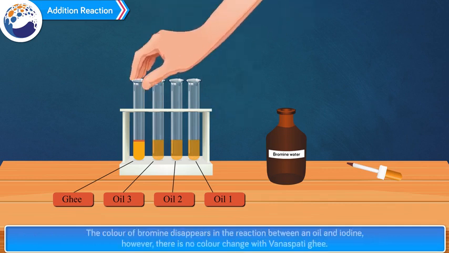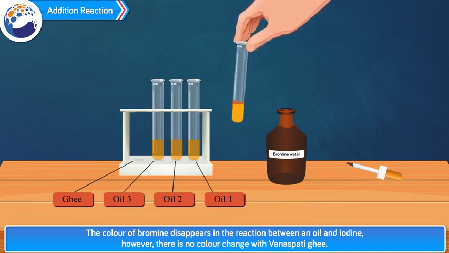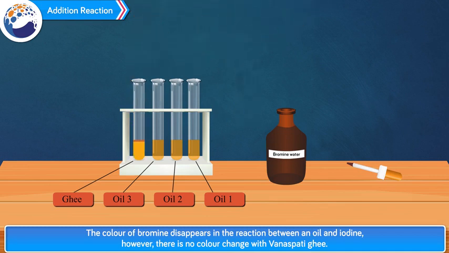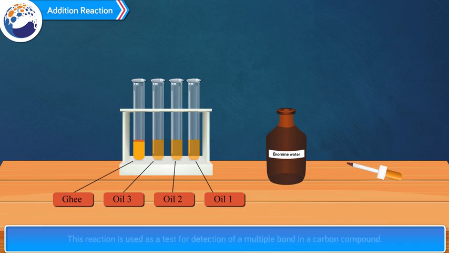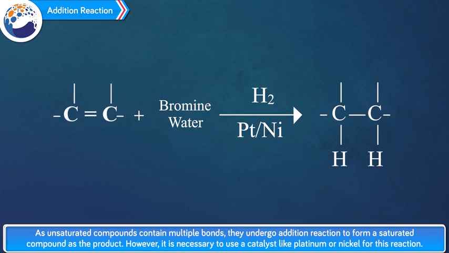In the above activity, the observation of the disappearing color of bromine indicates that bromine is used up. The color of bromine disappears in the reaction between an oil and bromine. However, there is no change with vanaspati ghee. This means that bromine has undergone a reaction with the concerned substance. This reaction is an addition reaction. This reaction is used as a test for detection of a multiple bond in a carbon compound. As unsaturated compounds contain multiple bonds, they undergo addition reaction to form a saturated compound as the product.